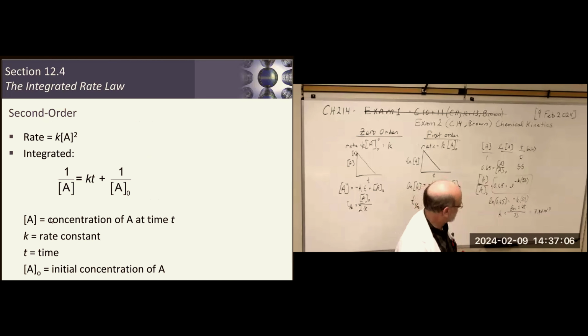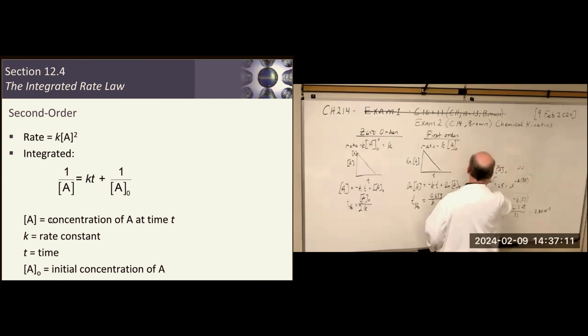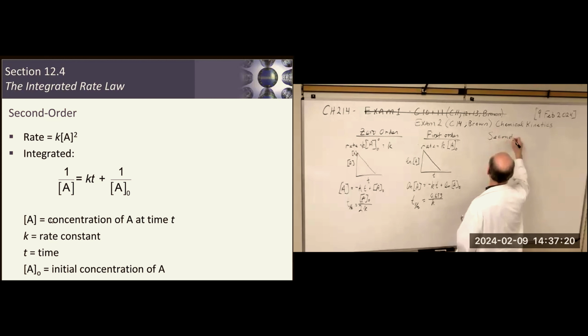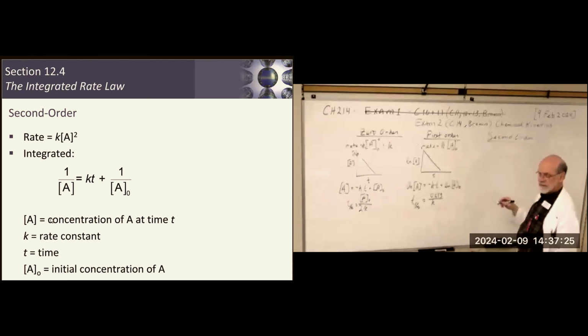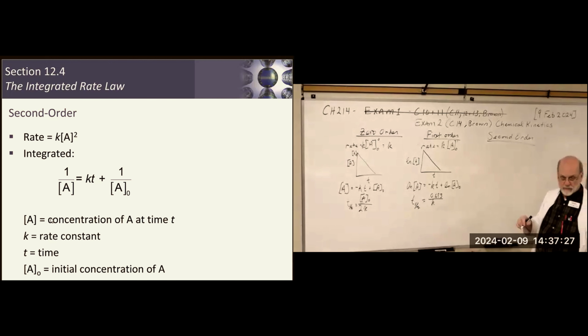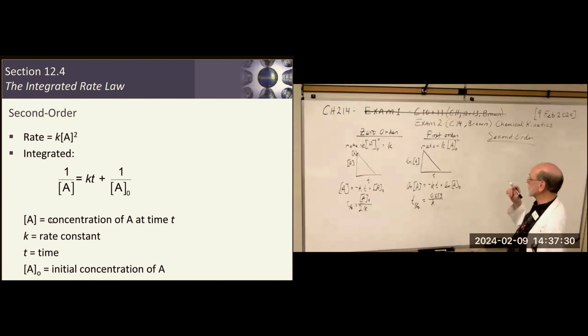Okay. Now for second order. That was a first order problem. Second order. How many orders are there? 3, 0, 1, and 2. The only ones that we're going to study. So in this case, the differential rate law is still K times A to the second power.